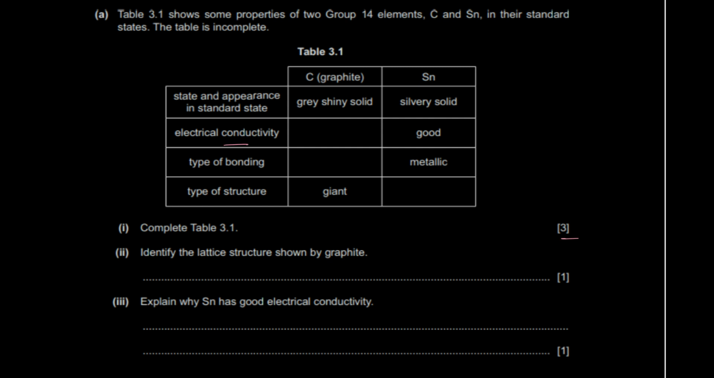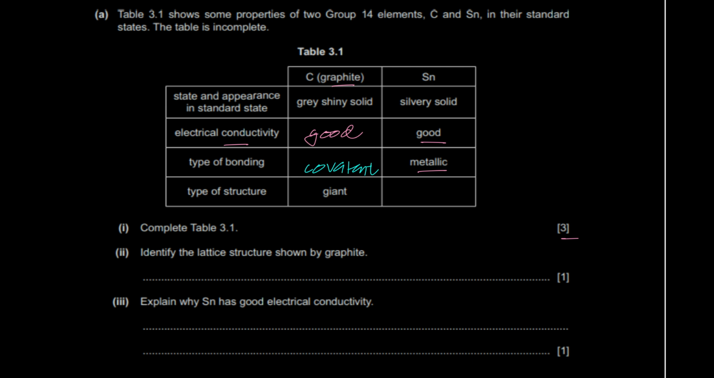What is the electrical conductivity of graphite? We know that graphite is a good electrical conductor. So because "good" is written on the right hand side, I'll write good here as well. Electrical conductivity is good for tin. It's also good for graphite because it has delocalized electrons which are free to move. What's the type of bonding? Tin has metallic bonding. What is the type of bonding in graphite? It's covalent bonding. It's a giant molecular structure.